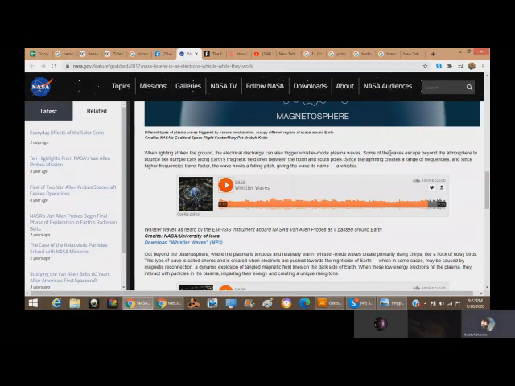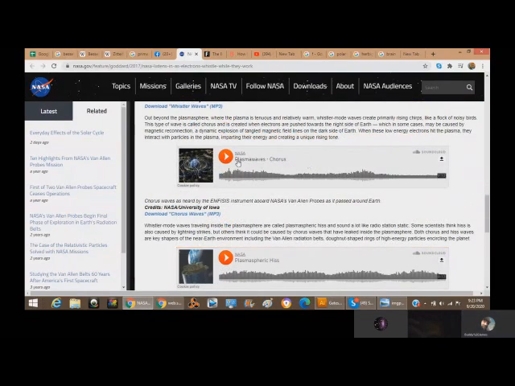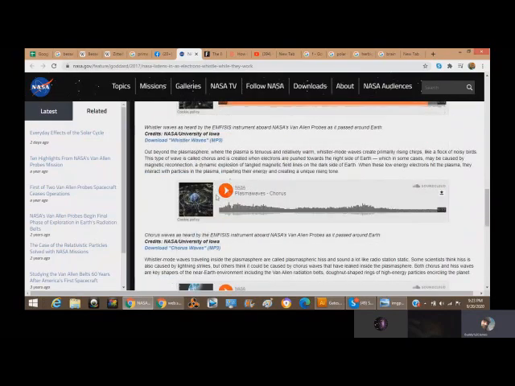Since the lightning creates a range of frequencies, and since higher frequencies travel faster, the wave has a falling pitch, giving the wave its name, a whistler. Now let's listen to chorus.